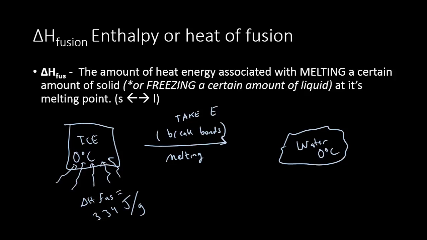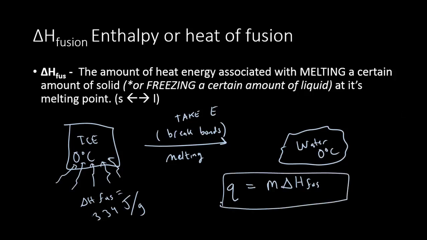And so the equation that we can use to calculate the amount of energy associated with this is Q = m ΔH fusion. So in order to find the amount of heat needed to melt a certain substance, we need to know how much substance was there and the heat of fusion for that substance. And we can multiply those out and get a value of heat that it would take to melt a certain sample.